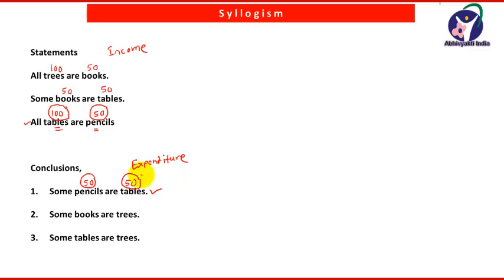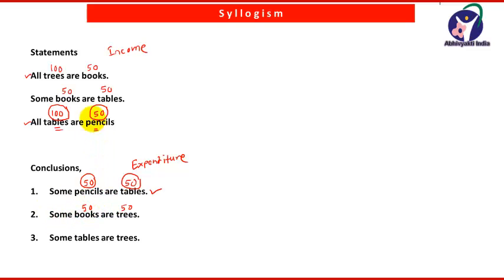Conclusion. Now here the second conclusion is that some books are trees. So it is beginning with some, so it will have 50 number and it will have 50 number. Now books and trees we get in the first statement. Here in the first statement trees and books are correlated. So the first statement is sufficient to come to this conclusion number 2.